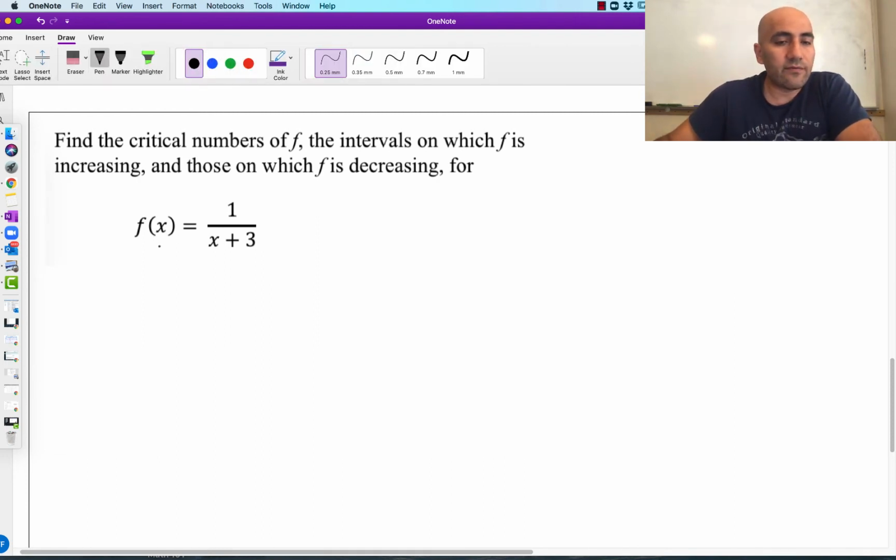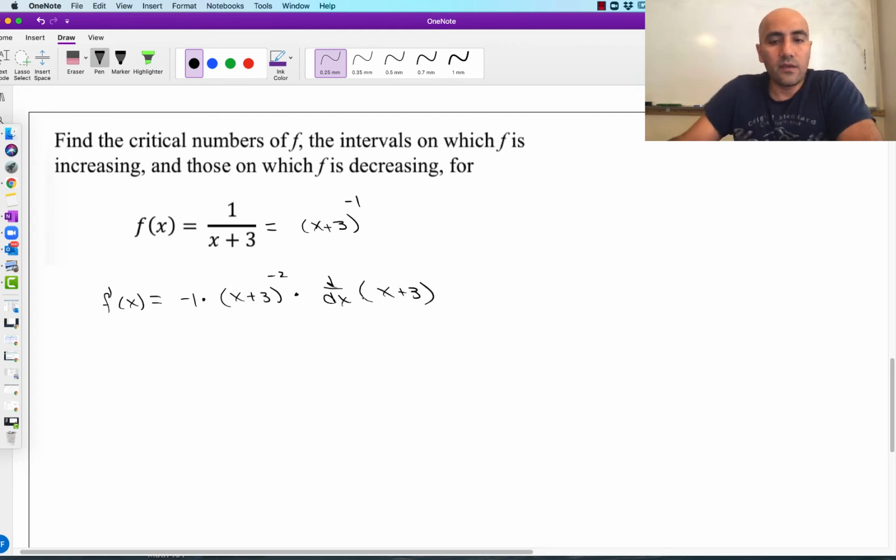So again, we know that we're going to have to find the derivative, so I'm going to just jump right ahead and rewrite this as x plus 3 to the power of negative 1. And now I want to find the derivative. So f prime of x is going to be equal to negative 1 times x plus 3 to the power of negative 2 times the derivative of the inside part, d/dx, using our chain rule, of x plus 3, which is just going to be equal to 1. So this is an easy derivative. f prime of x is equal to negative 1 all over x plus 3 squared in the denominator. So we found our derivative.